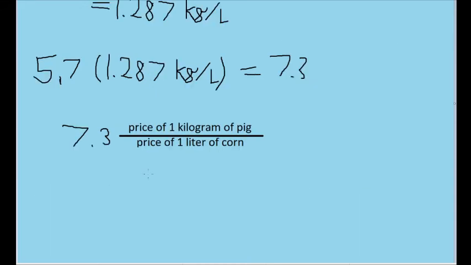So when the hog-corn ratio is equal to 5.7, that is equal to 7.3 times the price of 1 kilogram of pig to the price of 1 liter of corn.